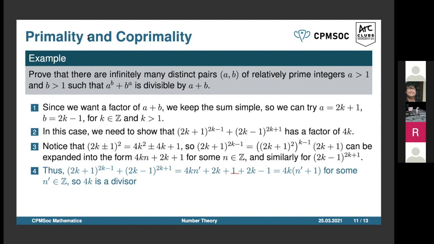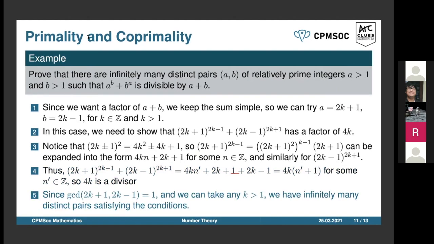If you've done Math 1081, Discrete Maths, you would have been exposed to it, because Discrete Maths at UNSW has a focus on number theory for one of the topics, which can be very useful for answering questions like this. So all of the facts that we've gone through here are also things you would have learned in Math 101. But basically, we add all of this together and we end up with, since the GCD is equal to 1, and we can take any k greater than 1, there are infinitely many distinct pairs satisfying the conditions required. So we've found basically a family of solutions, which is all we need.